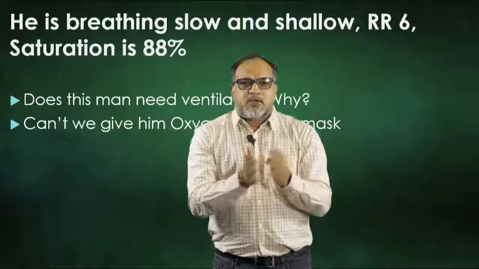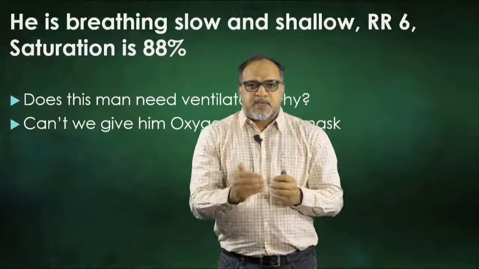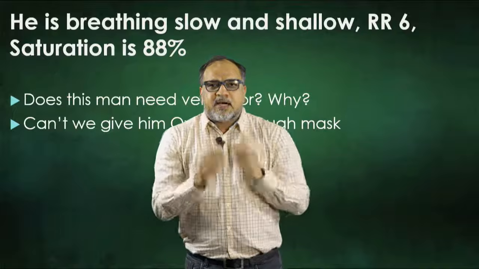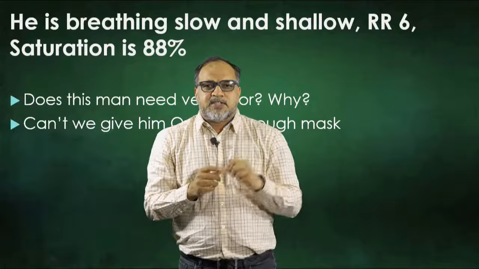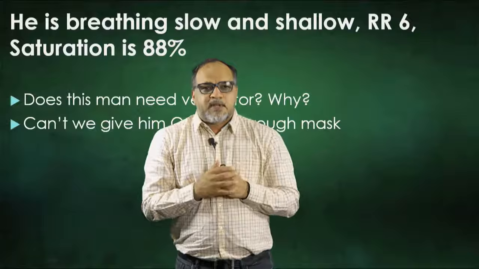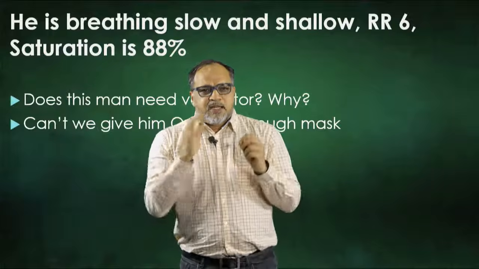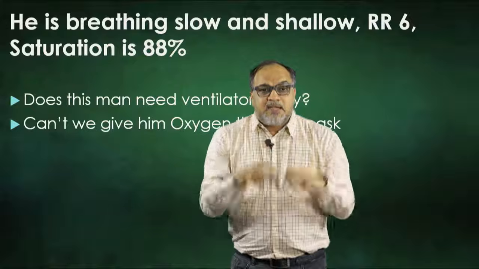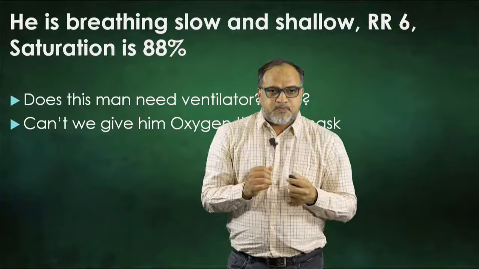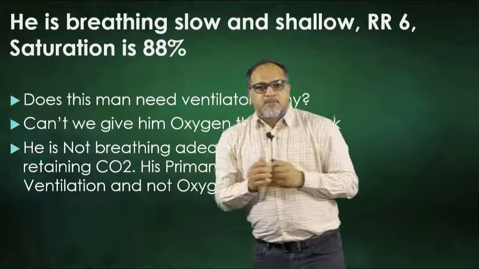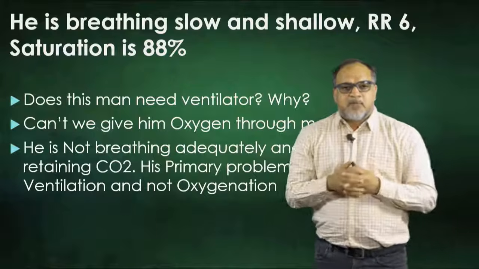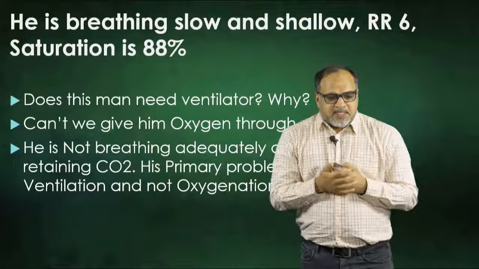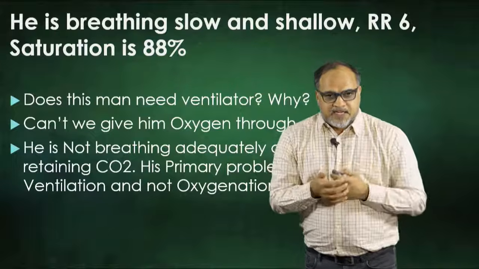Likelihood related to retention of CO2. This person was hit on the head with a baseball bat and now he's unconscious. He's breathing slow and shallow with a low respiratory rate. Most likely his respiratory center is depressed, he is unconscious and he is retaining CO2. Right. So his primary problem is ventilation and not oxygenation. So he does need a ventilator.